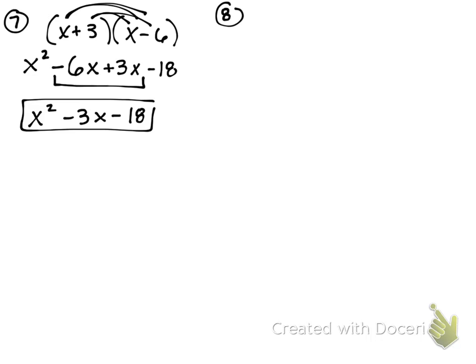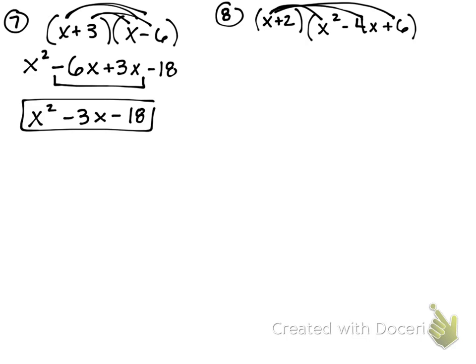Number 8. X plus 2 times x squared minus 4x plus 6. Can I use FOIL on this problem? No. Why not? There's too many terms. There's 5 terms. So what am I going to do instead? Distributive property. So I'm going to distribute this x to each thing in the second set of parentheses.